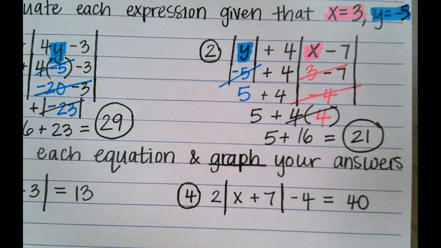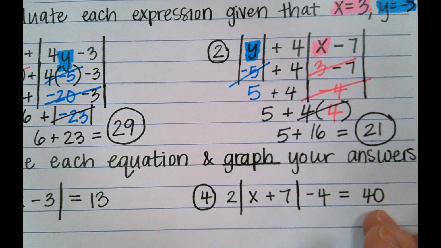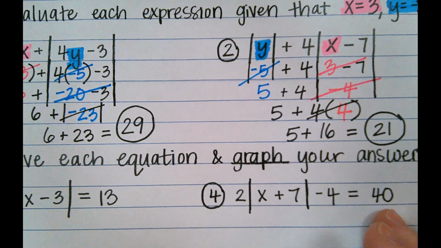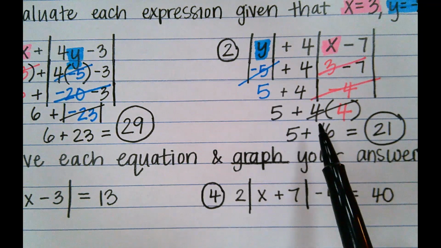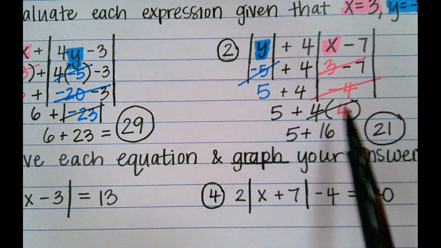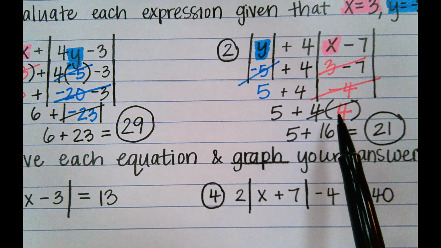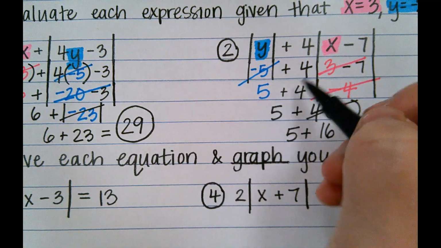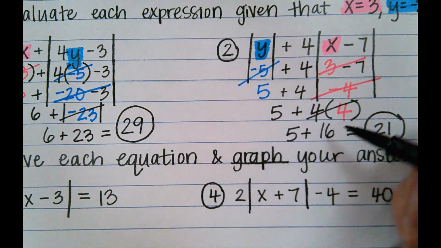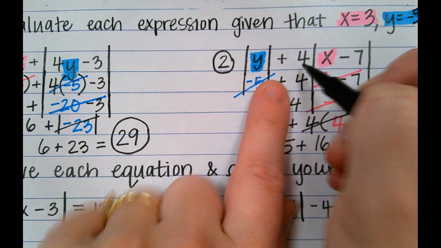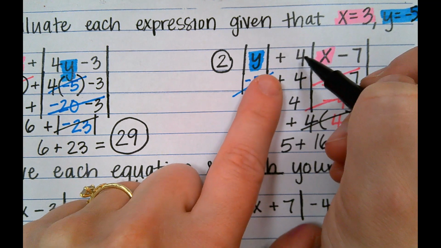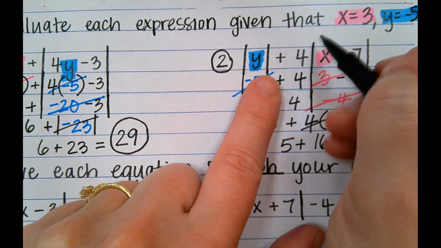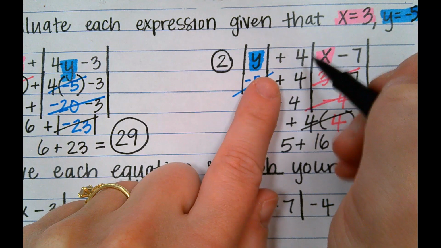I do have one question though. How do we know that we're supposed to take the 4 that's in the parentheses and multiply it by the 4 right next to it, and not the 4 in the parentheses by the 5 first? The reason we are doing the 4 times 4 first is because at the very beginning of our problem, we have this 4 right next to the absolute value with no plus or minus in between.